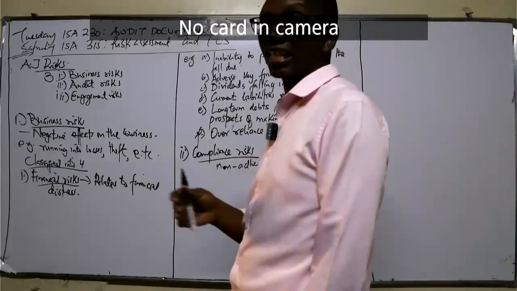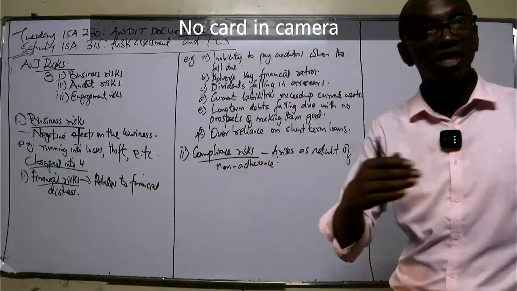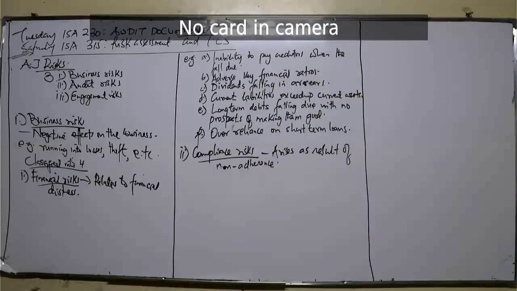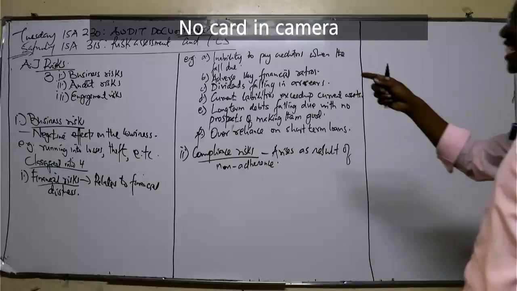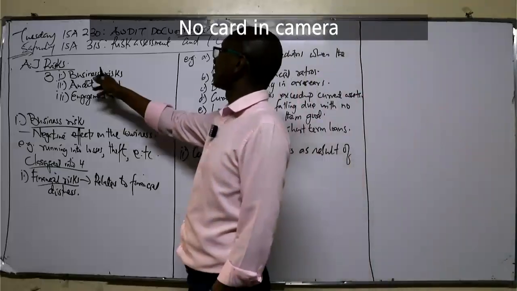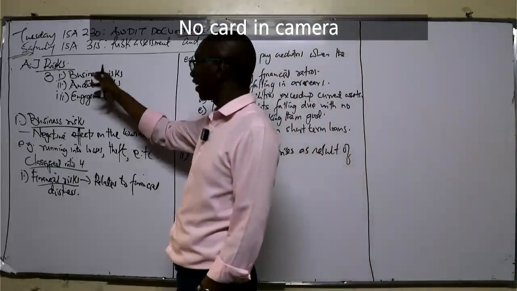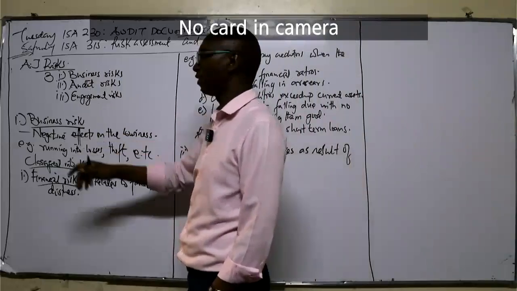So non-compliance is that we've seen slaughterhouses closing down in Dagoretti because of improper disposal of waste. So that's how serious compliance is as an element of business risk, affecting your business negatively.